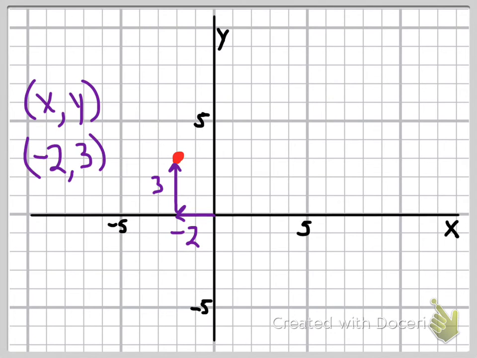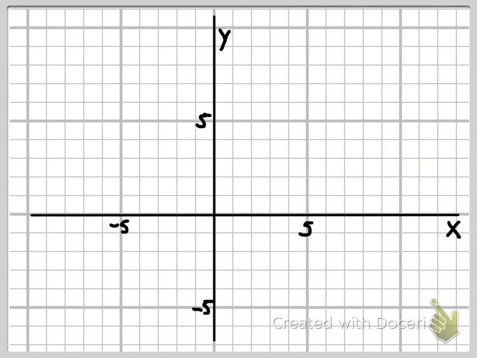Going through another example, if we have a point down here, this is going in the x direction, +4, and in the y direction, we're going -6. So the coordinate point is 4, -6.